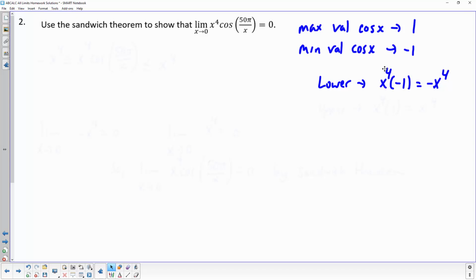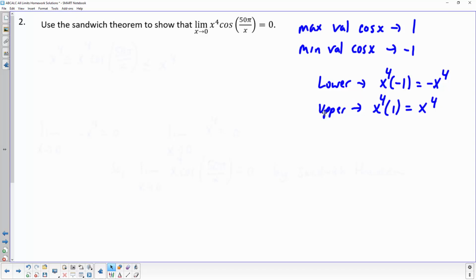When we go to find our upper function, or our upper piece of bread, we're going to replace this cosine 50 pi over x with positive 1, because this expression right here, cosine 50 pi over x, will never be bigger than 1. So if we replace that, x to the fourth times 1, we would get x to the fourth.